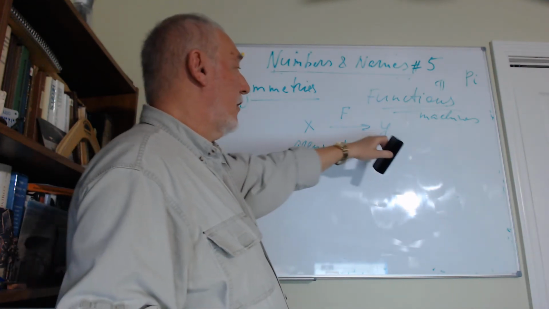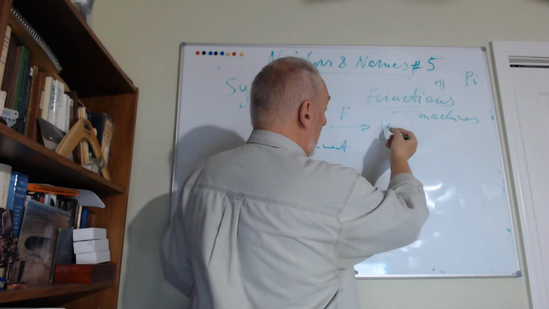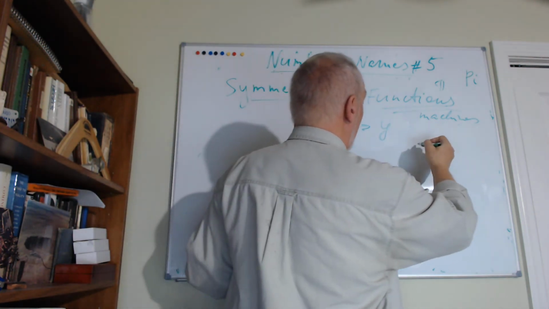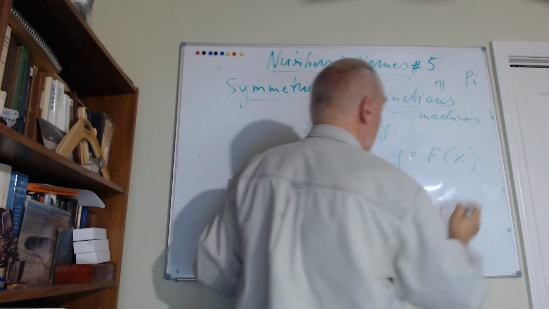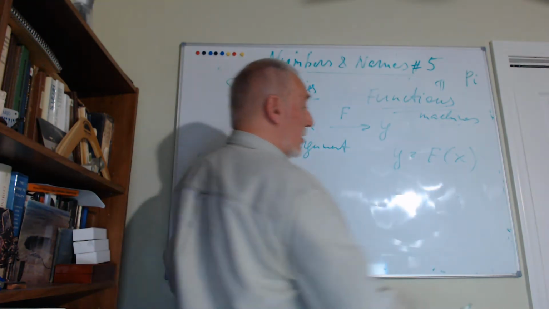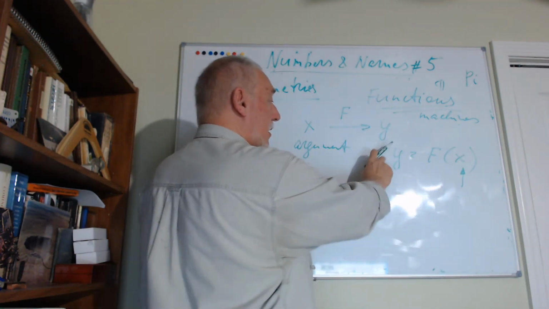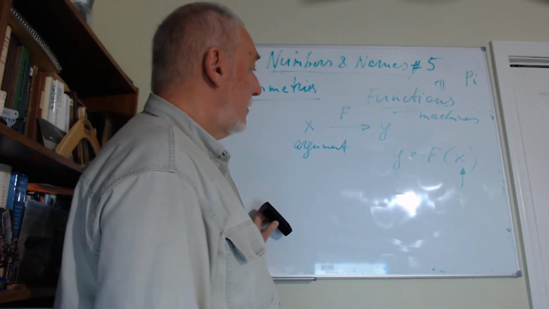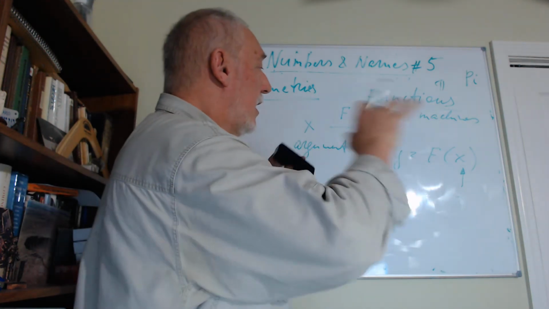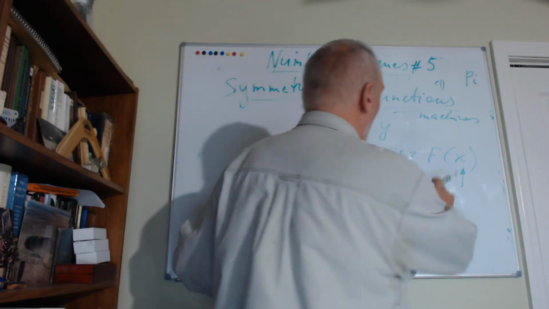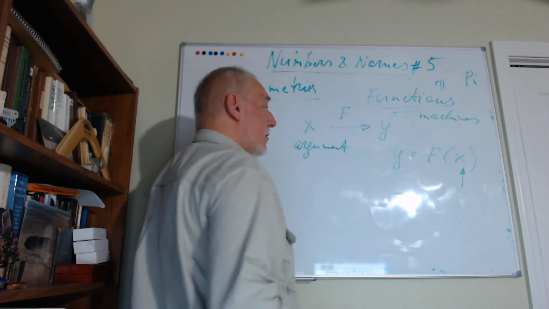They say the value of the function. The result is y. So usually it is named like this: y equals f of x, function of the argument x. So we put the value of x here, and we get the result here. This is the concept of function: any process that corresponds an argument to a value.